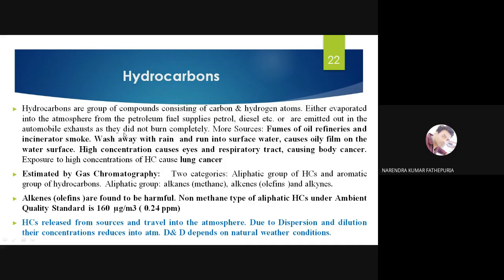Once the rainfall occurs in a particular area, all these pollutant hydrocarbons will wash away with the rain and run into the surface water, causing an oily film on the water surface. High concentration causes eye and respiratory tract problems, causing body cancer also. And then low concentration, that much significance is not there. And exposure to high concentration of hydrocarbons causes lung cancer also. So these are again the adverse impact on the planet as well as on human life. Okay, so body cancer and lung cancer will be the reason because of the hydrocarbons.